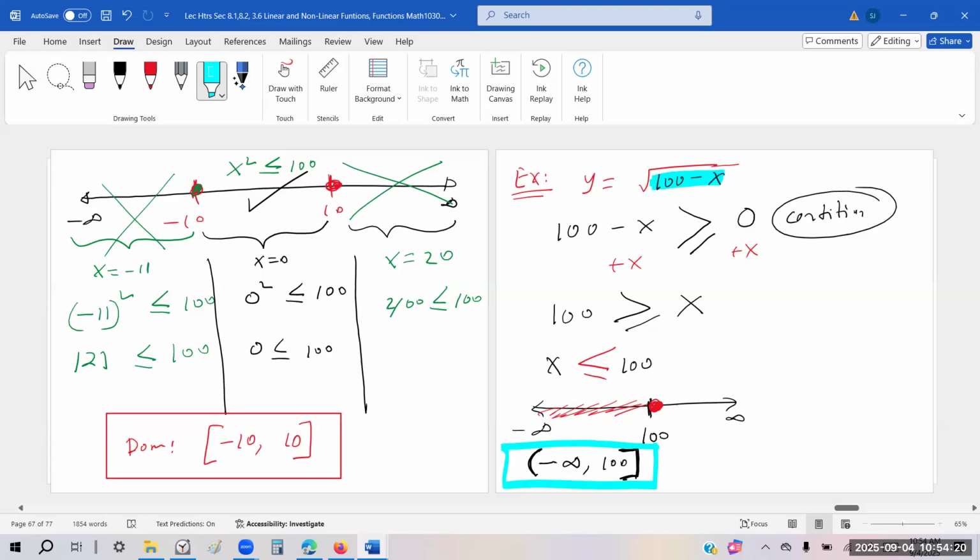Main thing, if you don't have a square inside the square root, your life is easy. But if you have a square inside the square root, you have to use the number line to test each interval out. Okay? So final exam, most likely you're going to see the square inside the square root. So you better know how to do that. Any question?